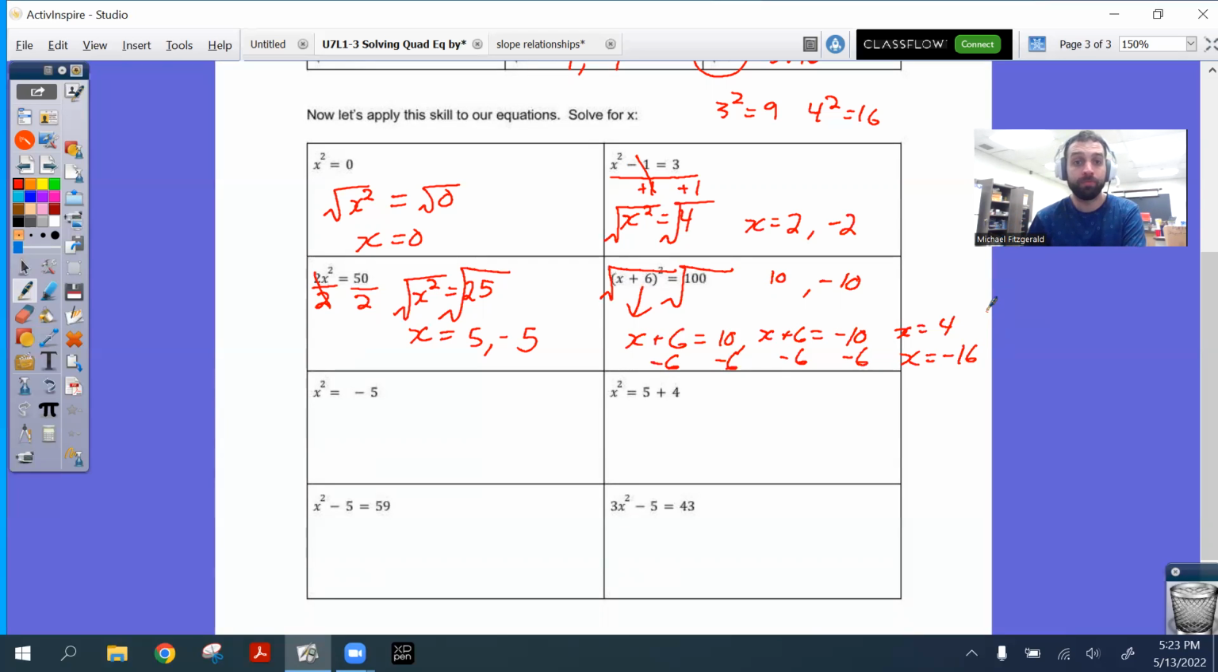We'll do one more. This one's a bit simple. I say x squared is equal to 5 plus 4. Well, we don't have to do anything to the equation. We know 5 plus 4 is equal to 9. So we're going to say x squared is equal to 9. Square root both sides, we get x is equal to 3 and negative 3.